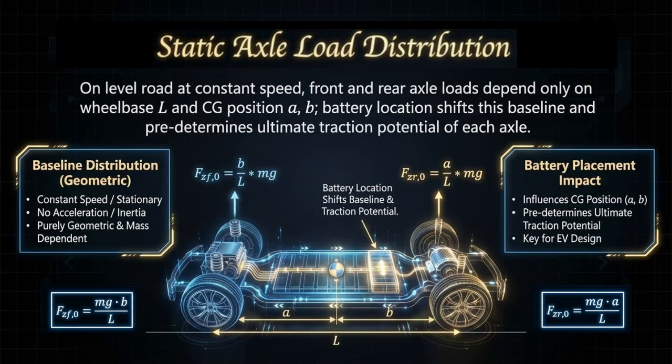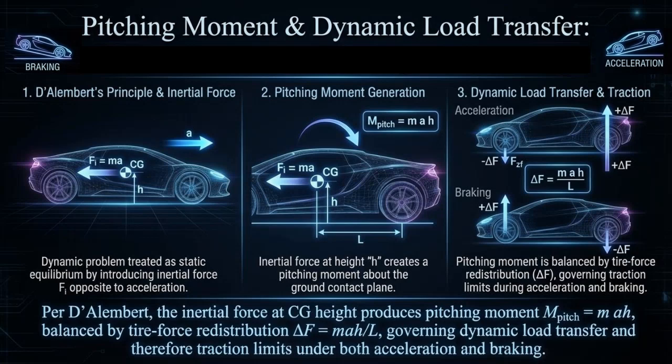For a vehicle with wheelbase L equals A plus B, the front axle load is FZF0 equals B divided by L times mg. The rear axle load is FZR0 equals A divided by L times mg. These equations show that the center of gravity position alone determines how weight is distributed when the vehicle is stationary. This static load split is the reference point for all dynamic load transfer calculations.